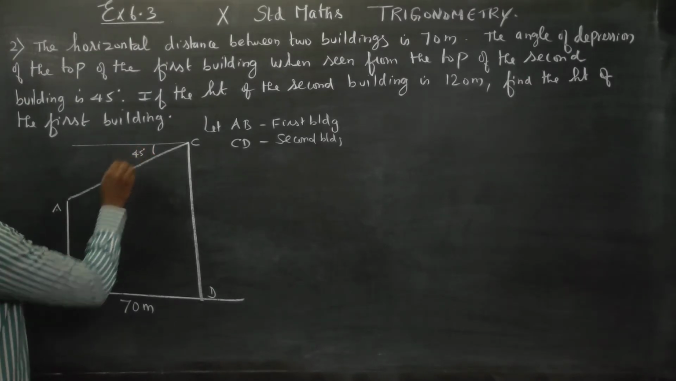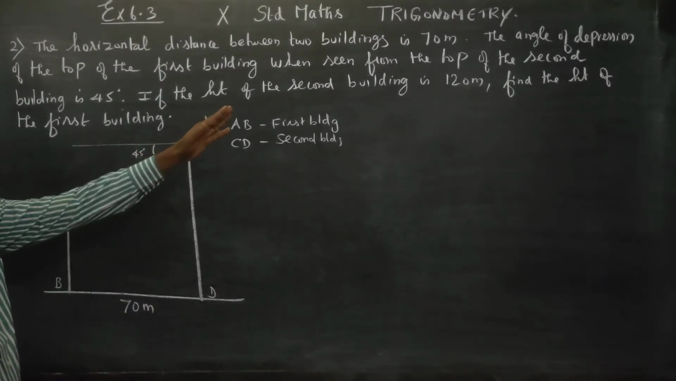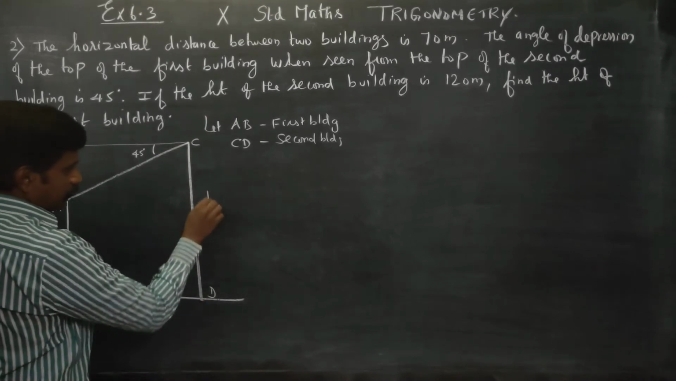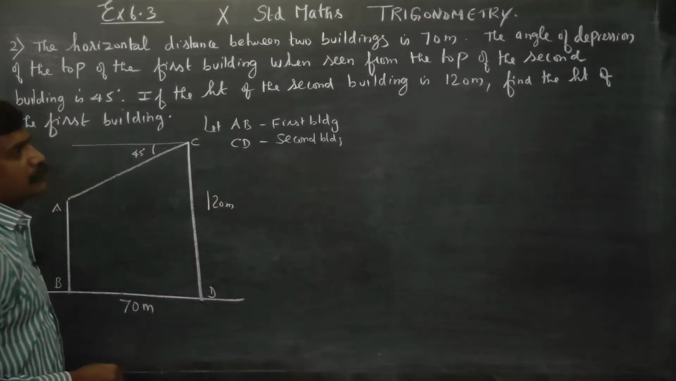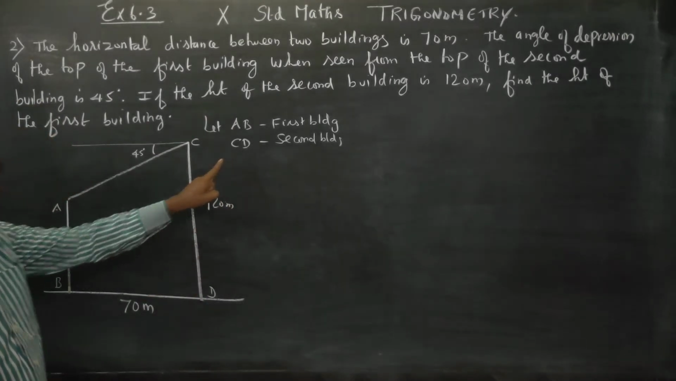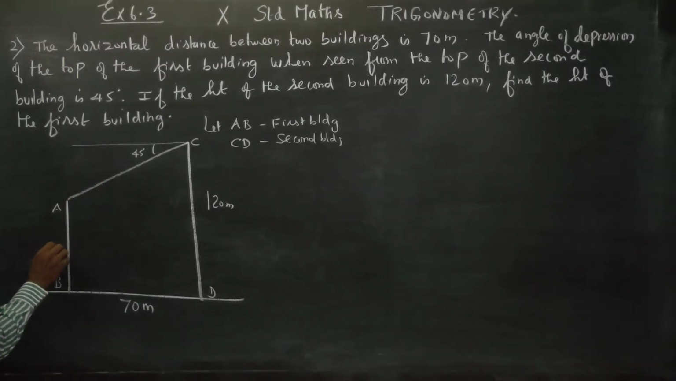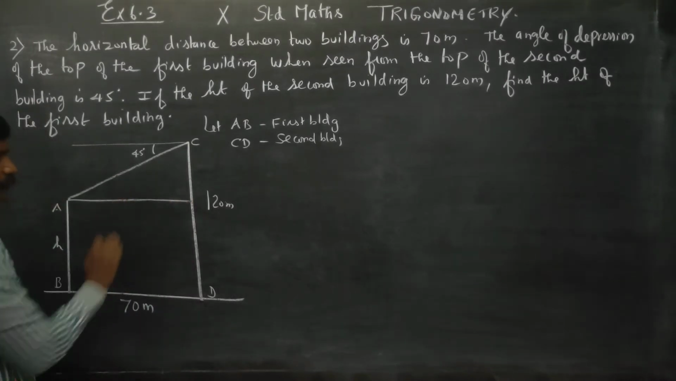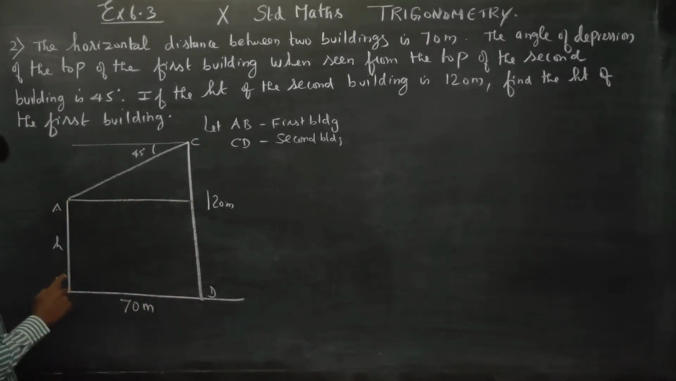This is 45 degree. If the height of the second building, idoda height kuduthirukanga 120 meters. Second building na CD. Find the height of the first building. Height of the first building ketirukanga. Idoda height ketirukanga.